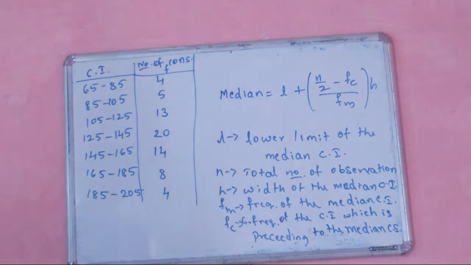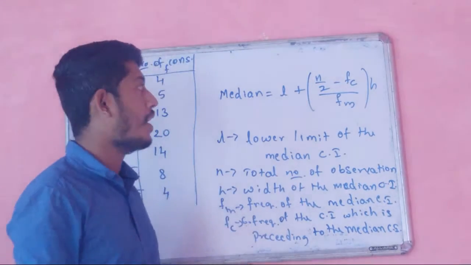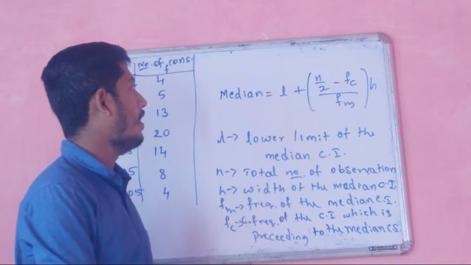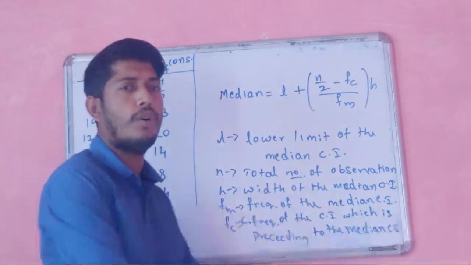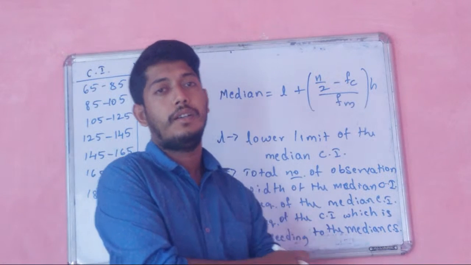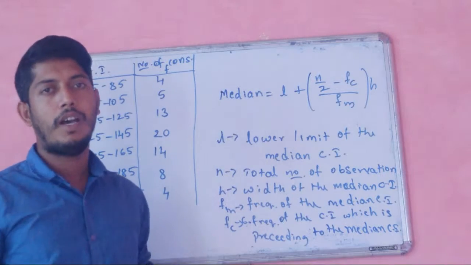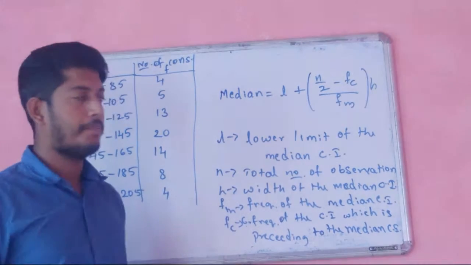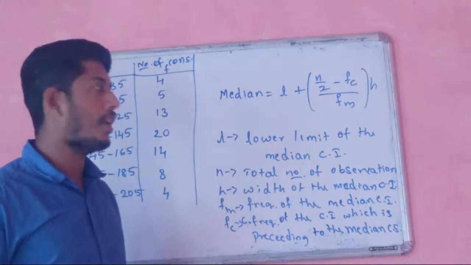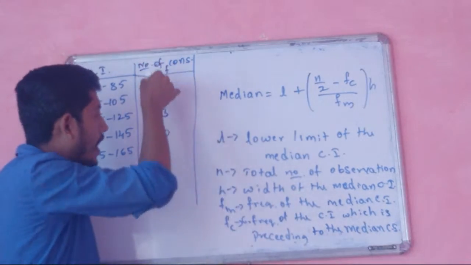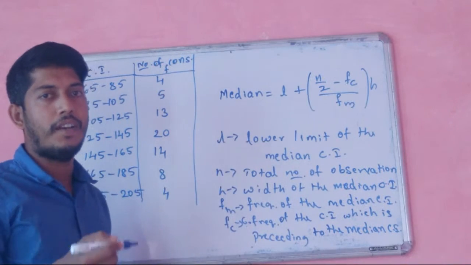So here we have the formula: median equals L plus n by 2 minus Fc divided by Fm into H, where L means the lower limit of the median class interval. I will tell you how to find the median class interval while solving the problem. Then n means the total number of observations or frequencies. Your frequencies are given; when we add all these terms, we get the n value.